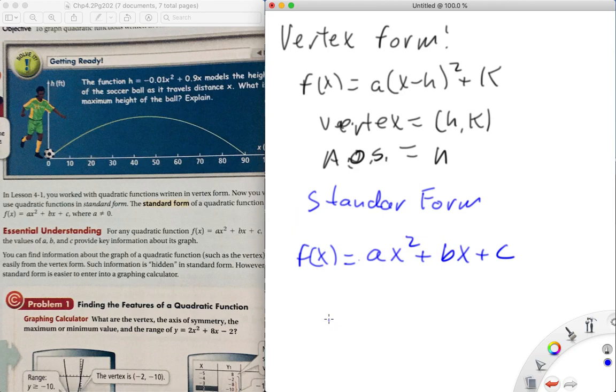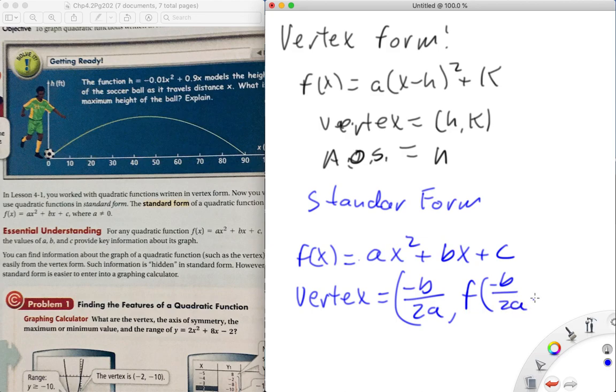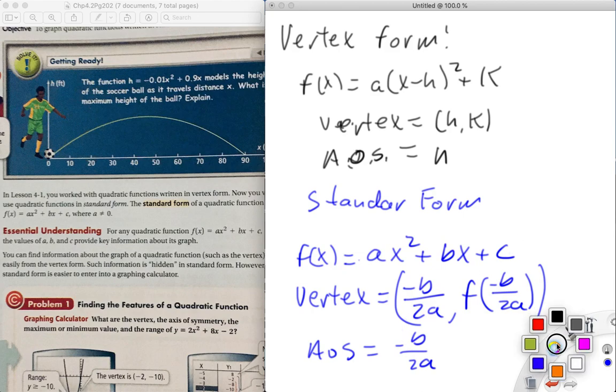The vertex is going to be in the form of negative b over 2a, f of negative b over 2a, and the axis of symmetry is going to be negative b over 2a. That's going to be our theme for today. Negative b over 2a is going to be said a lot today. All right, so that's standard form.